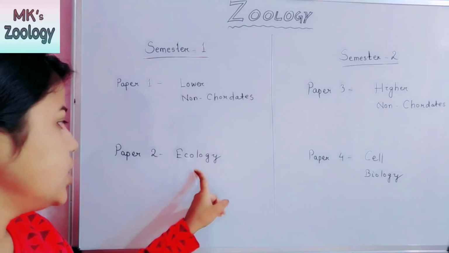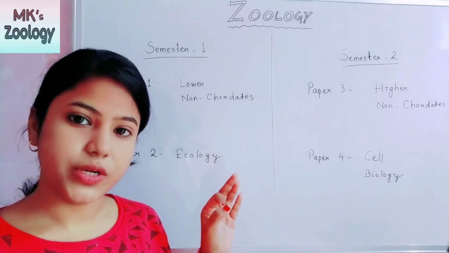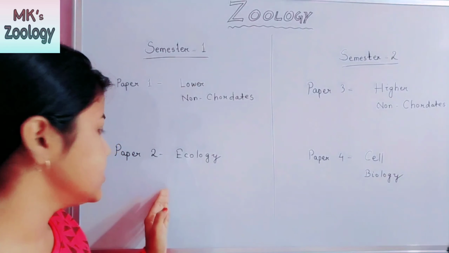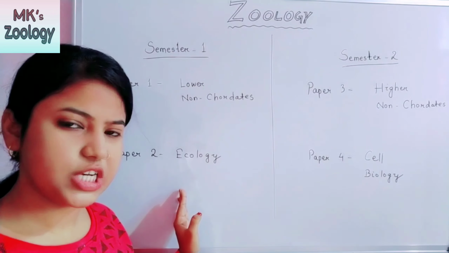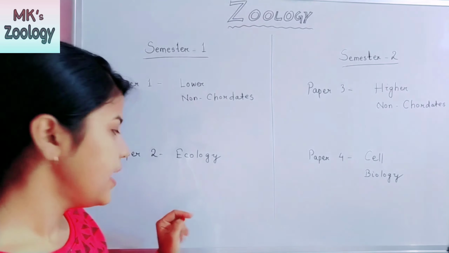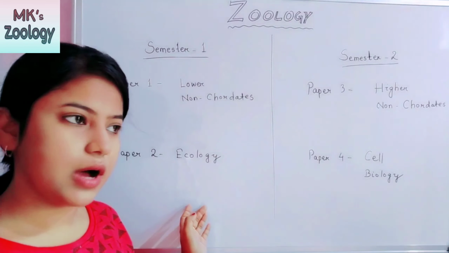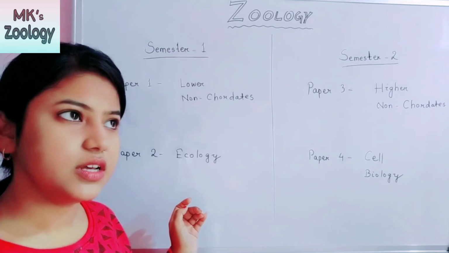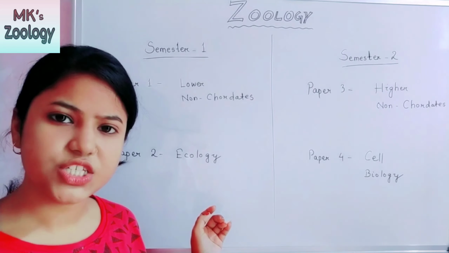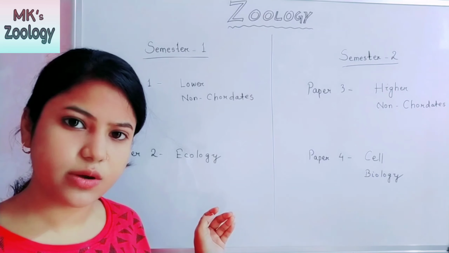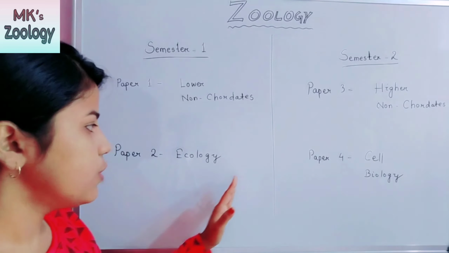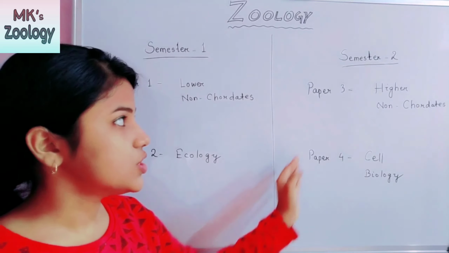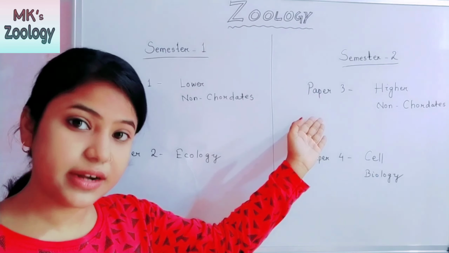And in ecology there are three units. First unit is about ecosystem, second unit is about population curve and population natality, mortality, all about that, and unit 3 is about your statistics, that is the mathematical part. There you can study the mean, median, mode, standard deviation, chi-square test, t-test. You have already completed the semester 1 examination and the semester 2 examination is yet to be conducted.